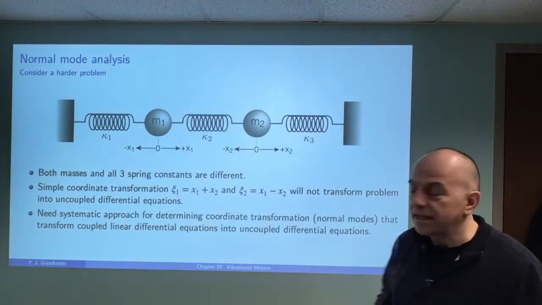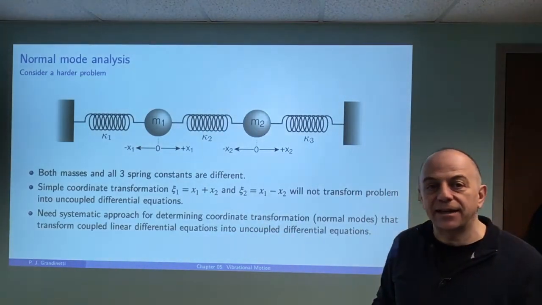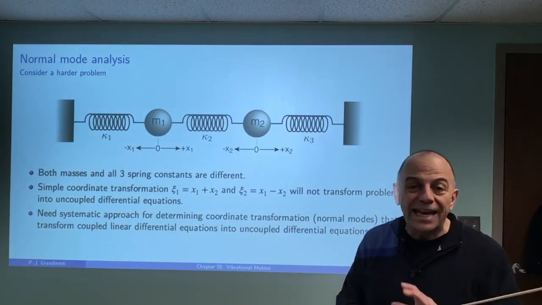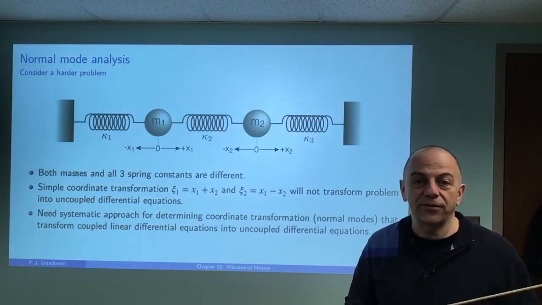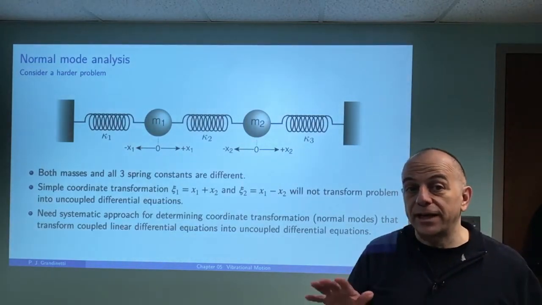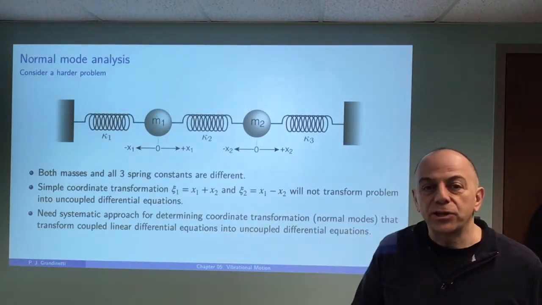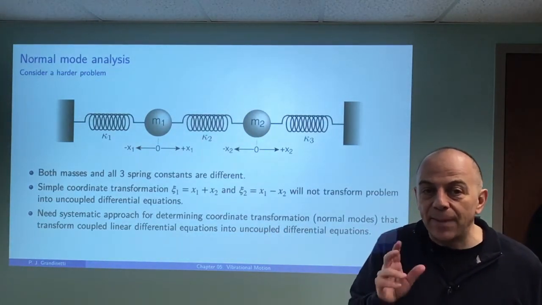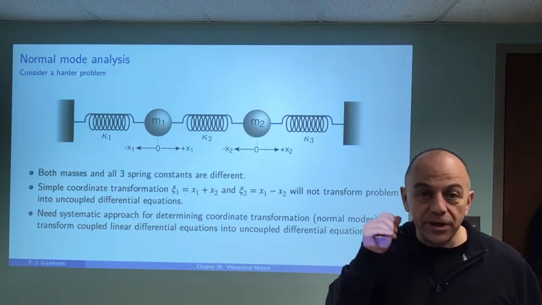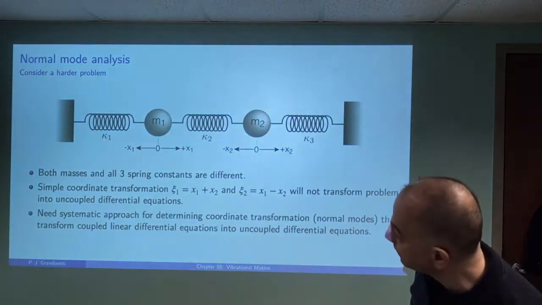Now the difference here is that the simple coordinate transformation that we did last time using xi, which was the sum and difference of x1 and x2, is not going to decouple these two differential equations. There is a linear combination of x1 and x2 that will decouple them, but it's not as simple as this. So what we're going to look at now is a systematic approach in which you can find that linear combination and determine the normal mode coordinates, the frequencies, and so on.